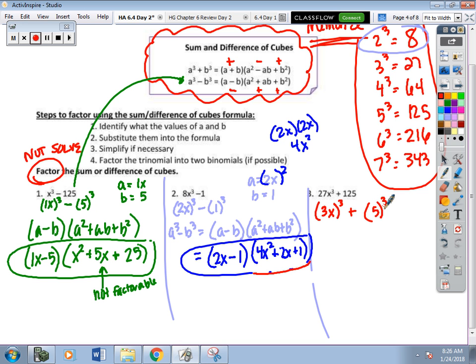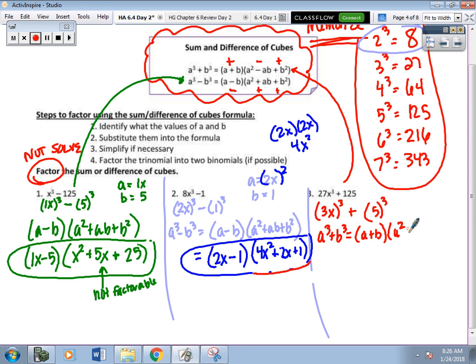Now notice this one is the sum of cubes. So you're using the first formula. A cubed plus b cubed equals a plus b times the quantity a squared minus ab plus b squared. Plus minus plus. Then you sub in your values. So a is 3x, b is 5. So our first quantity would be 3x plus 5.